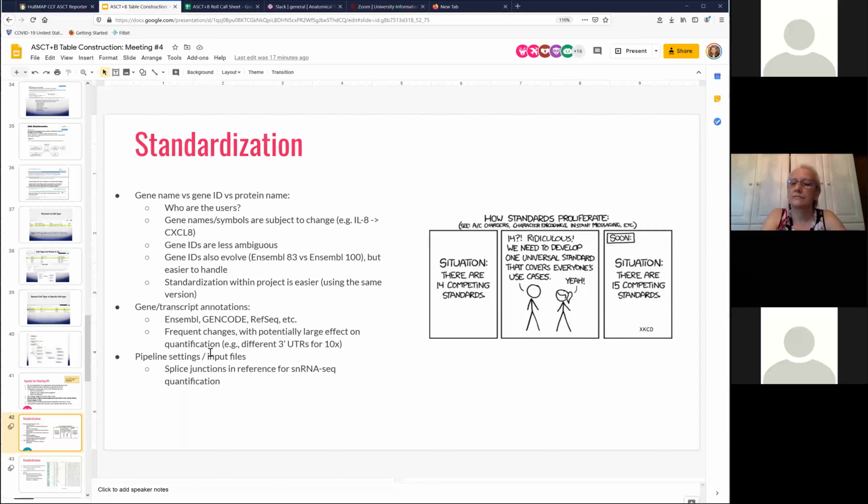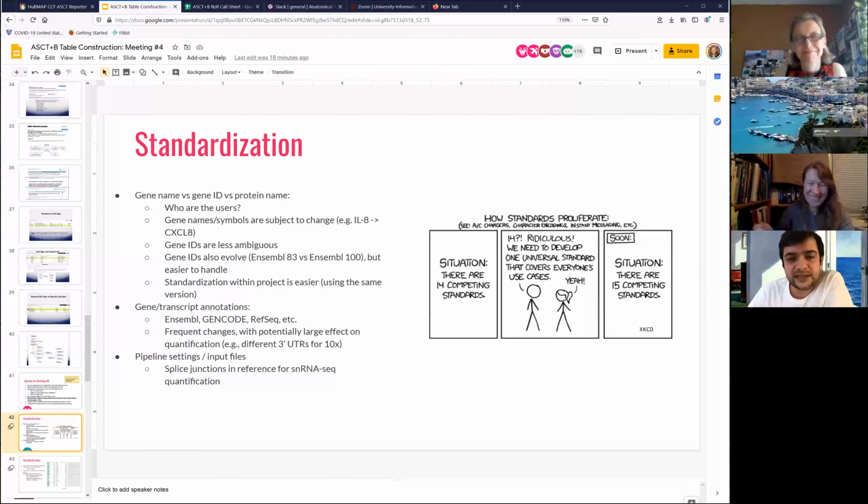So this is a nice cartoon that I would like to show in the standardization meetings. It should be shown maybe in all the meetings. It basically says there are 14 existing standards, and then with one complaint, like we need a universal standard, the number of standards becomes 15. Something to maybe keep in mind. But the main feedback is about the gene name or ID or protein name.